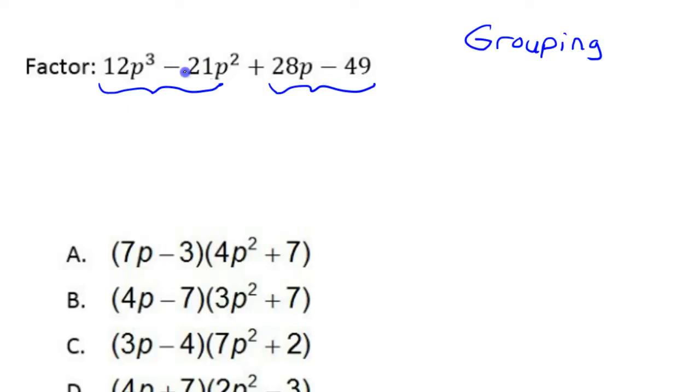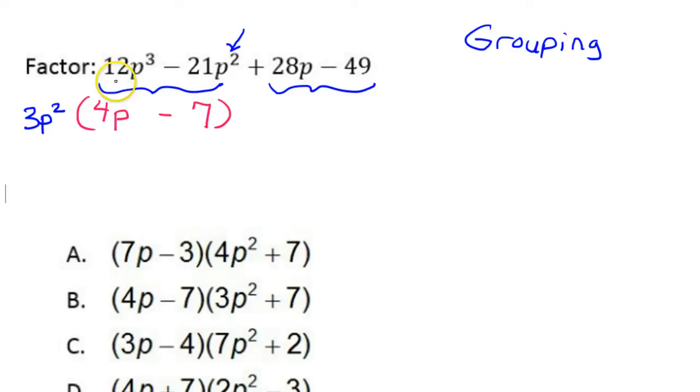Looking at the first two terms, we have a common factor. So let's see, both of these are divisible by 3, and I'm seeing the p squared is common. So the GCF here is 3p squared. So I'm going to pull out my 3p squared. And then on the inside of the parentheses, I am going to have 4p minus 7.